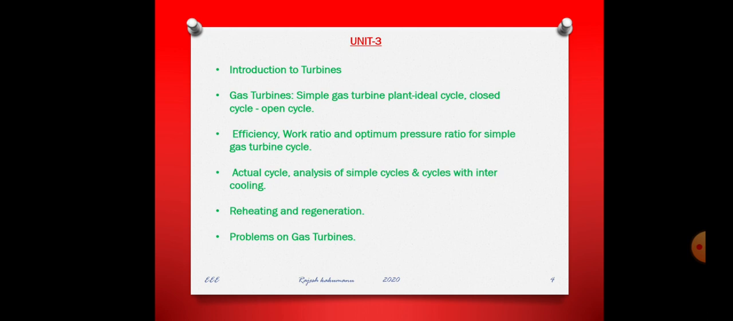Next, the analysis of simple cycles, actual cycles with intercooling. The same thing, whatever the cycles you are discussing in the unit 2, the same thing you can see in the unit 3 also. Reheating and regeneration. So by seeing the figures we explained in the unit 3 and the concept, you can understand what is reheating and regeneration. Based on that, you are having some problems associated with the gas turbine cycles.